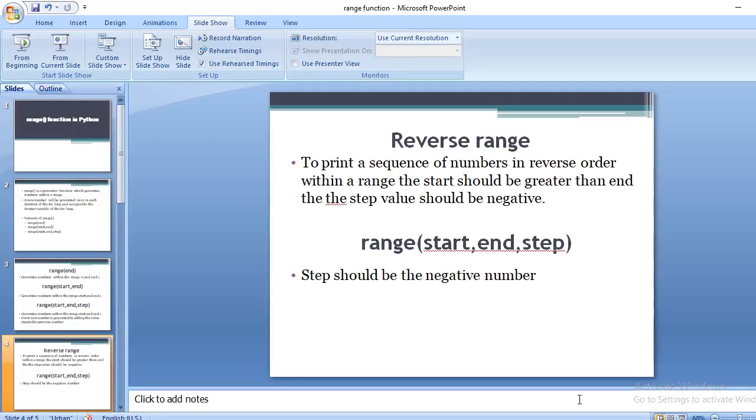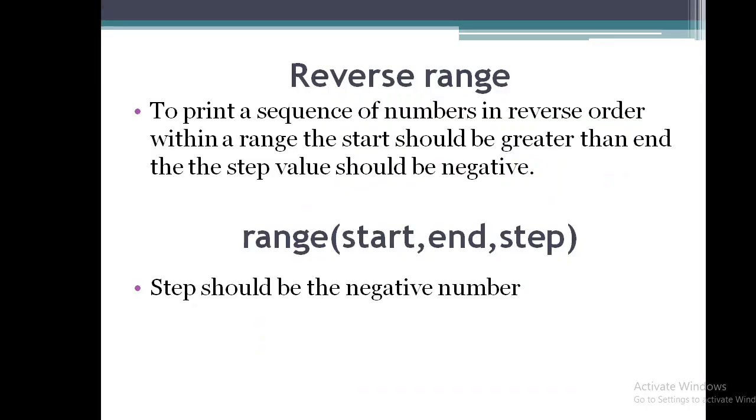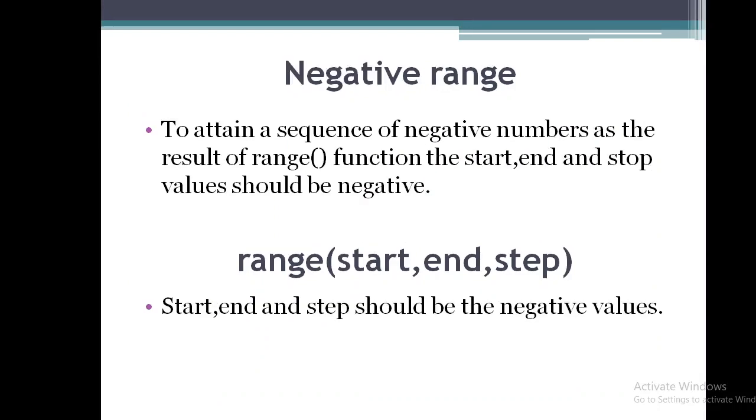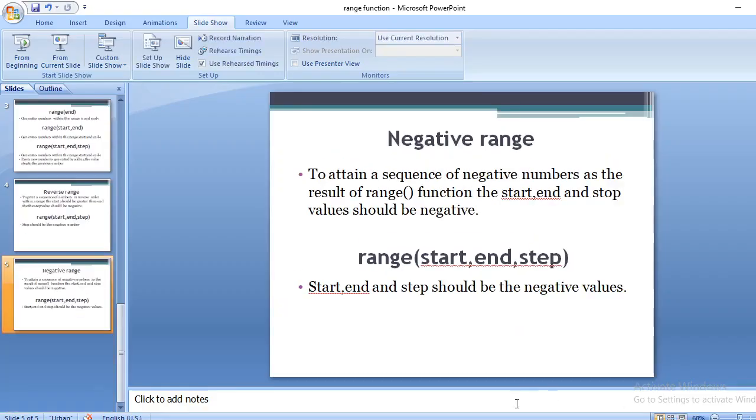Now, sometimes you want to get the negative ranges in your programs, or negative sequence of numbers. Let us discuss how to give the negative ranges. To attain the negative sequence of numbers, the start, end and step should all be negative values. That is very important. The starting number should be a negative number, the end number should be a negative number, and the step value should also be a negative number, right? Let us have a small example for this range of negative numbers.